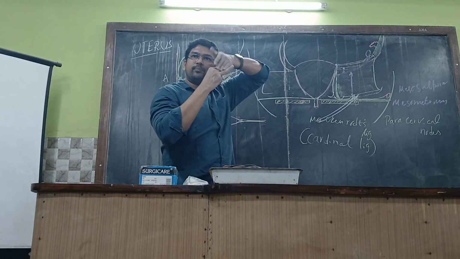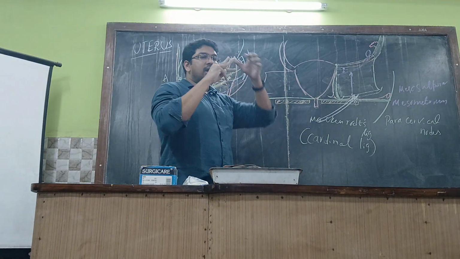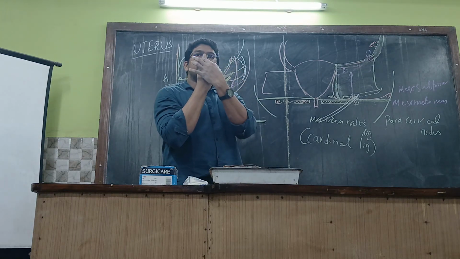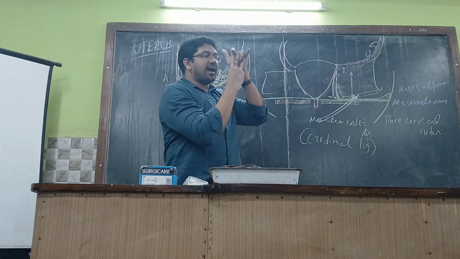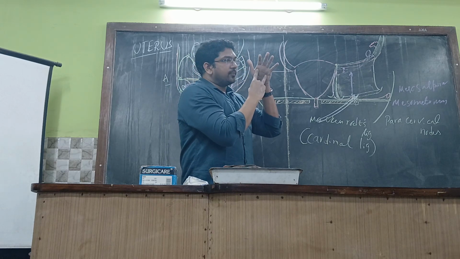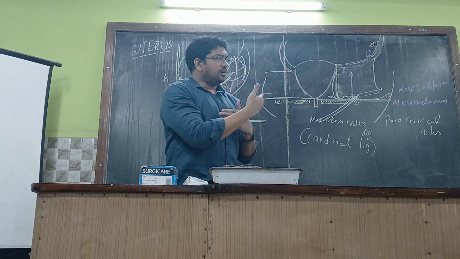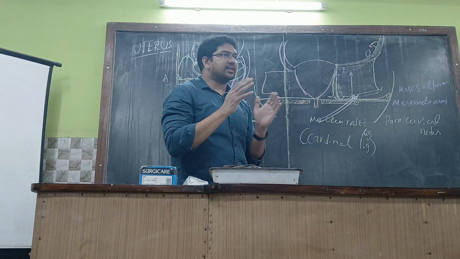This pouch over here. The floor is formed by the rectovaginal fold, and on either side are the recto-uterine folds. So as a whole it will be forming the recto-uterine pouch of Douglas over here. These are the 2 lateral boundaries, and this is the floor of the recto-uterine pouch of Douglas. Could you understand?